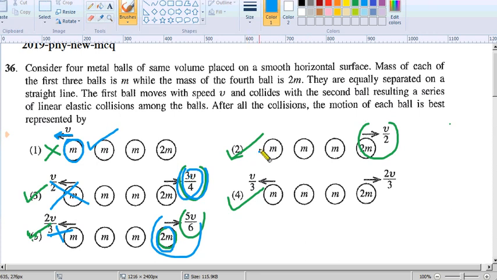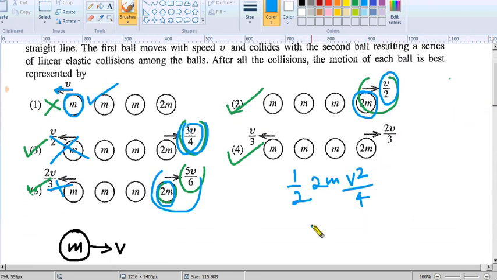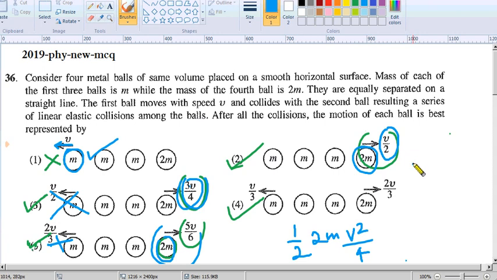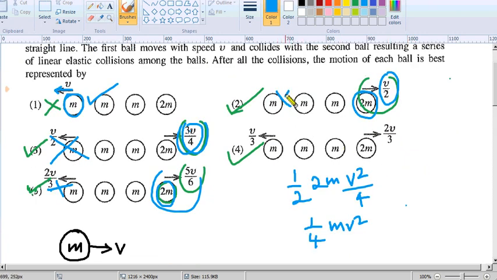Now let us check this answer. Only this ball is moving, therefore easy. Half, 2m v squared divided by 2 times 2 is 4. We have to get the square value of this velocity. V divided by 2 is going to be v squared divided by 4. So simplify, we get quarter mv squared, so that is wrong, therefore we must receive half mv squared to say it is correct. So it is wrong, therefore this one is wrong.